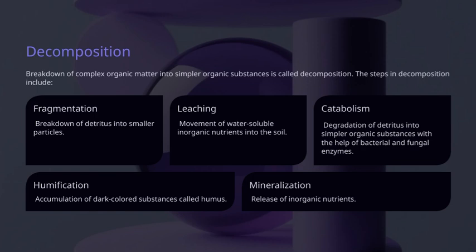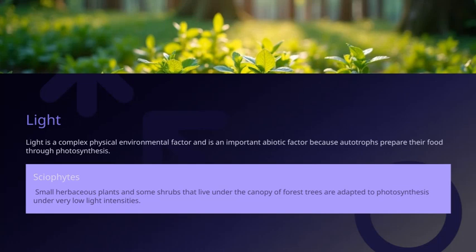Let's talk about small herbaceous plants and some shrubs that live under the canopy of forest trees. These plants have a special adaptation. They are able to perform photosynthesis even under very low light intensities. We often refer to these as psophytes, which is a term that highlights their ability to thrive in shaded, low-light environments. Light, as you know, is a complex physical environmental factor.